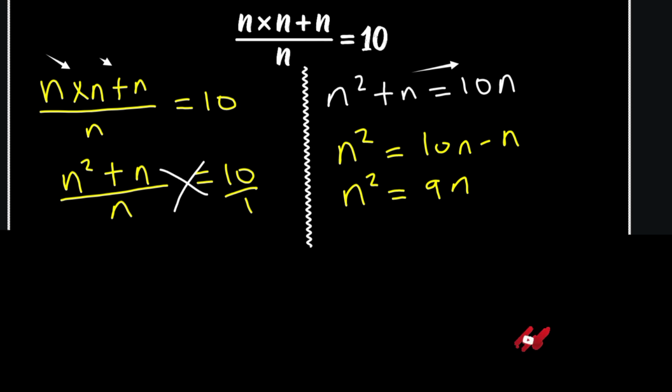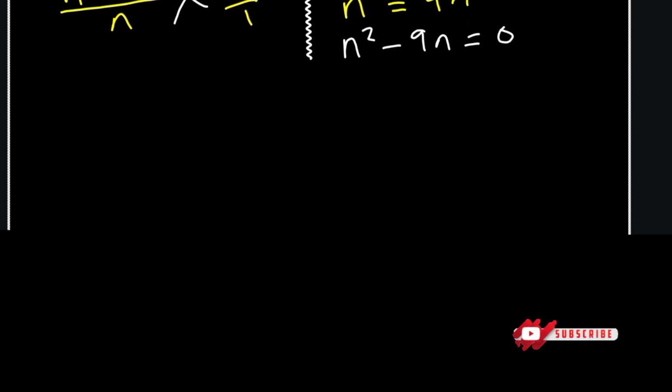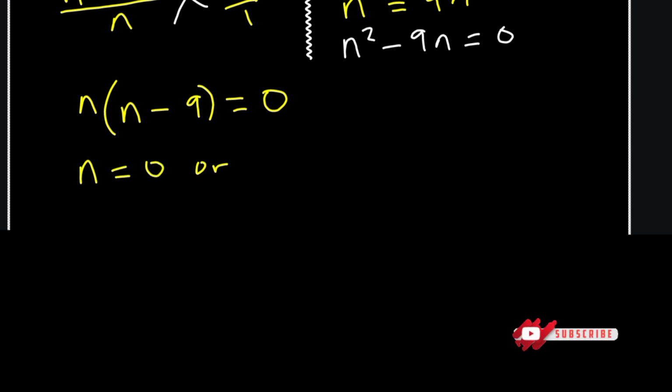Then, when we bring 9n to the other side of the equation, we have n squared minus 9n equals 0. Then we proceed to factorize this expression. And then we have n into brackets n minus 9 equals 0. And that will leave us with n equals 0 or n equals 9 as our solution set.